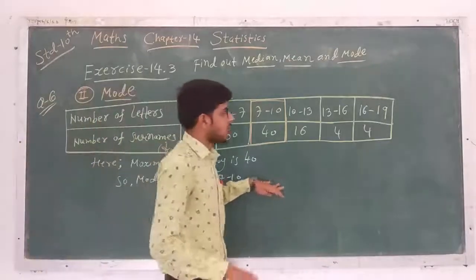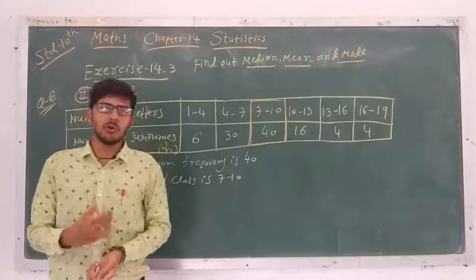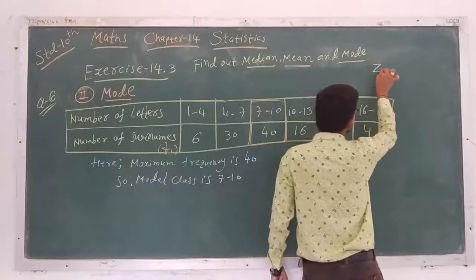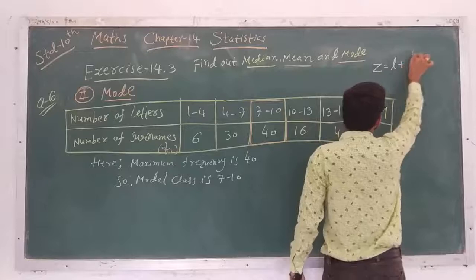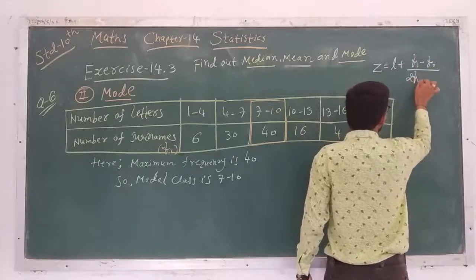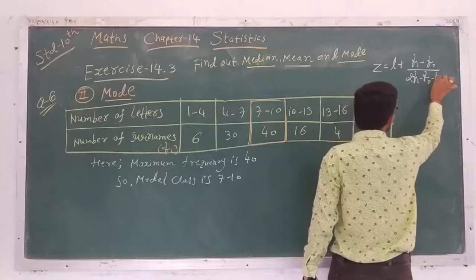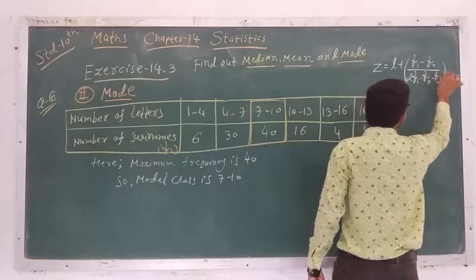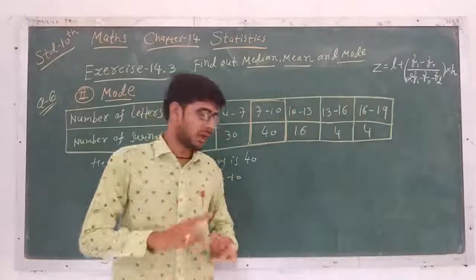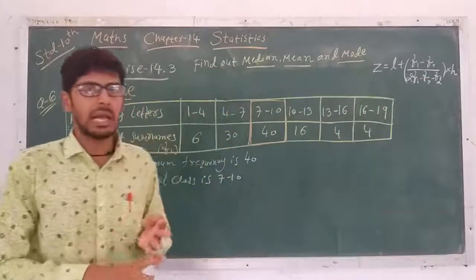Next, what is the formula for finding the mode? Okay, we will write it down here. Z is equal to L plus (F1 minus F0) divided by (2 F1 minus F0 minus F2), multiplied by H. So we have to find the values of F1, F0, F2, L and H.